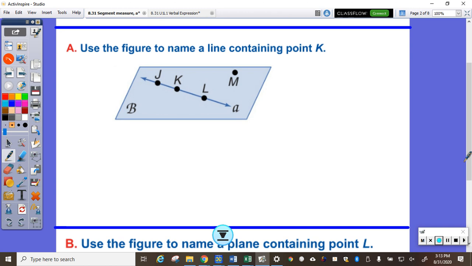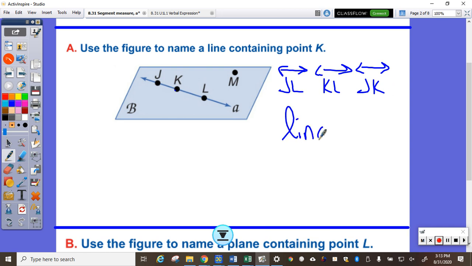So if I'm looking at an example and I want to use this figure to name a line that contains the point K, well, a line that contains this point K, we can write this as line JL. We can write this as line KL. We can write this as line JK, or you can write it as line A.